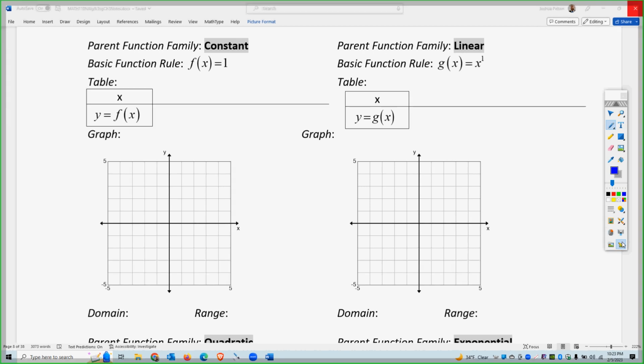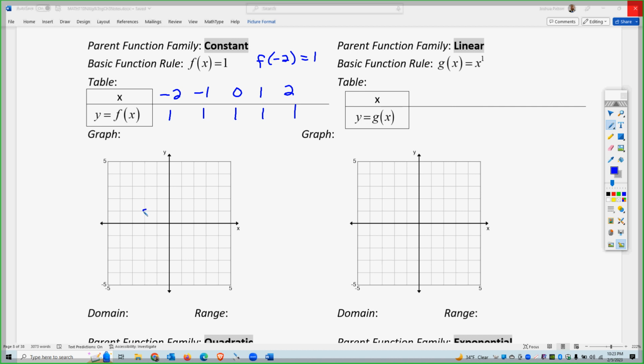So the constant function is the easiest one. Constants can be any number, right? So in this case, we'll do 1. No matter what I plug in, because I can plug in anything I want for an x value, let's say I do f of -2, I still get 1. No matter what I plug in, the outcome is always 1. That's why it's constant. It's constantly 1.